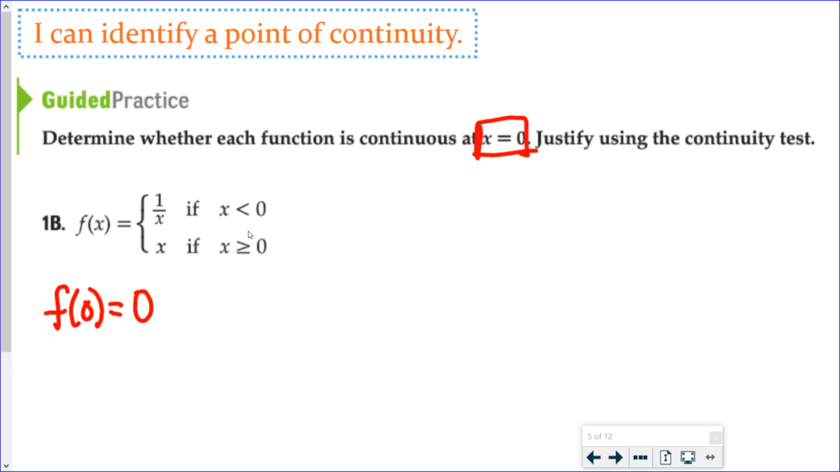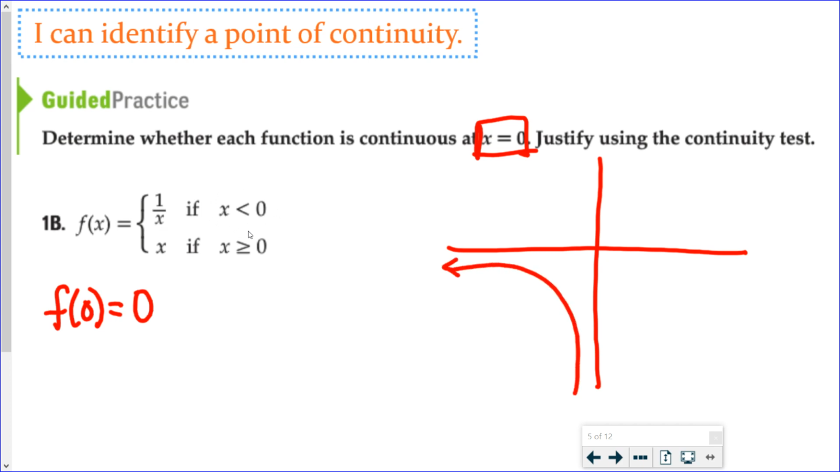Part 2 of my continuity test says that the limit has to exist. So let's graph this one real quick. When we are less than 0, we've got this reciprocal function, which looks like this, with an asymptote down my y-axis. And then when x is greater than or equal to 0, we write 0 over here. This is a linear parent function. So this is a reciprocal parent function, linear parent function. If you don't know those yet, make sure you're studying that orange card that I gave you that's got all of your parent functions from last year. It's imperative that you know what they are come test day.